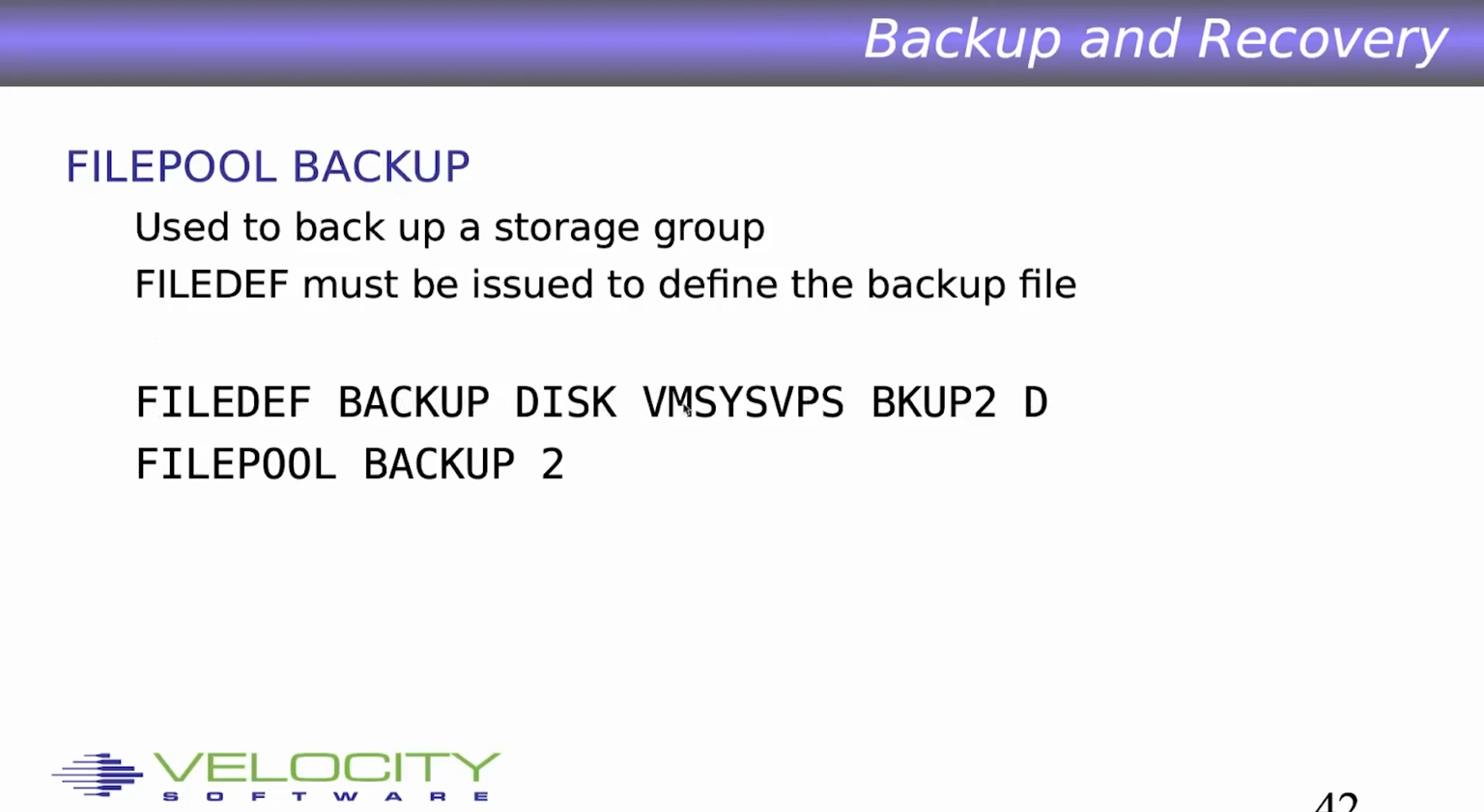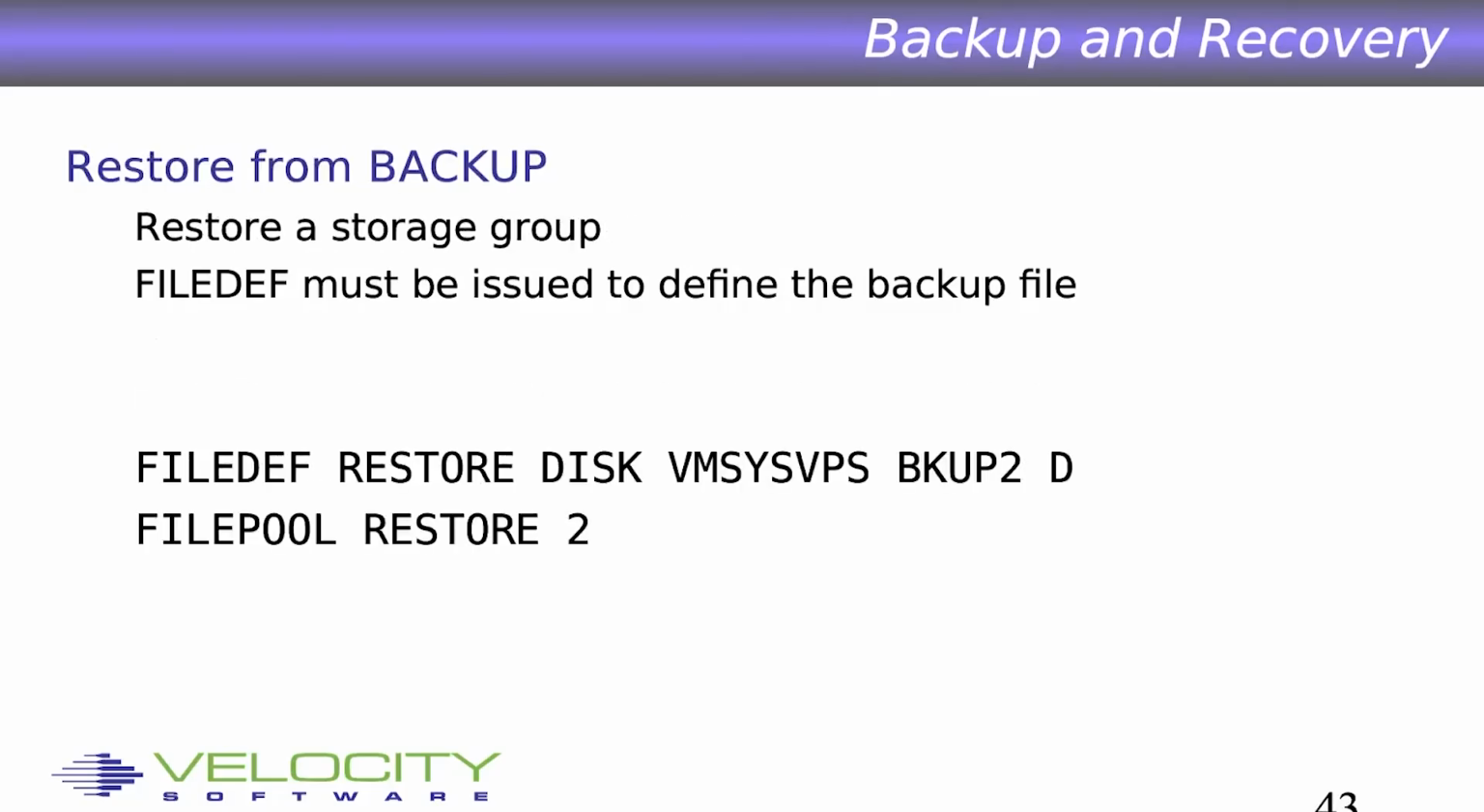So the backup is being written to this file, VMSYS VPS BACKUP 2, in this case on the D disk. And then we issue the command FILEPOOL BACKUP 2. The 2 references the storage group. So we're only going to back up storage group 2 in this case. If there was a 3, you could back up storage group 3, etc.